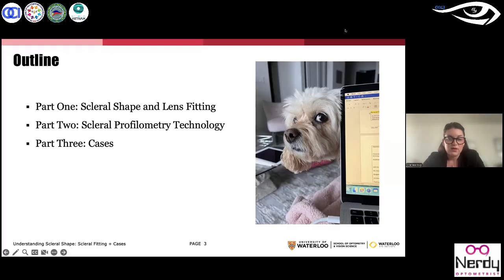And that's my little fur baby there. As you can see, she's giving me the side eye as I'm working away on my computer.